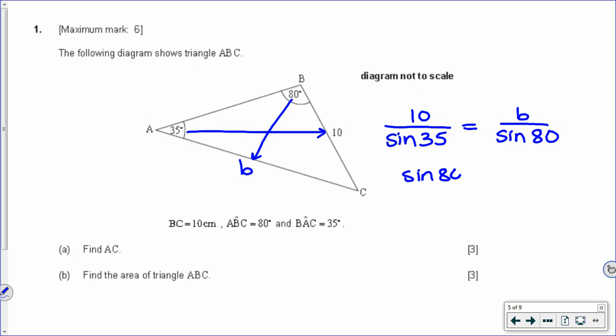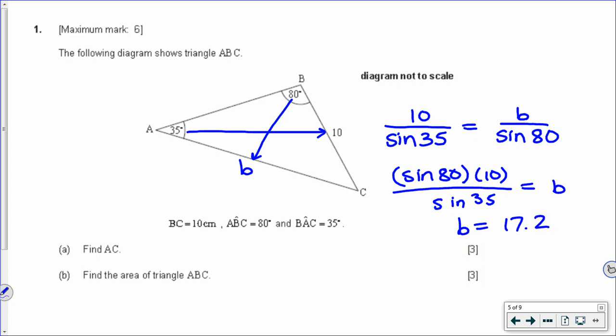Do sine 80 multiplied by 10 divided by the sine of 35, and it equals B. You'll put this into a calculator and find out that B is, I don't have my calculator handy, but I think it's 17.2, and we'll put units on it. And that's the side length AC.